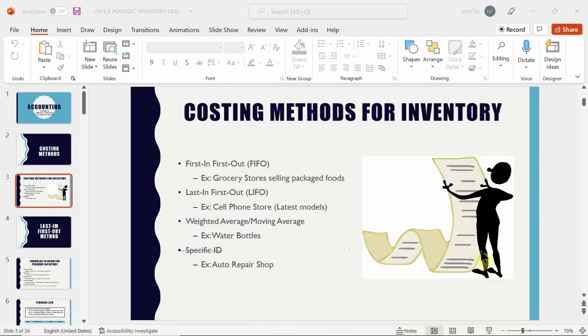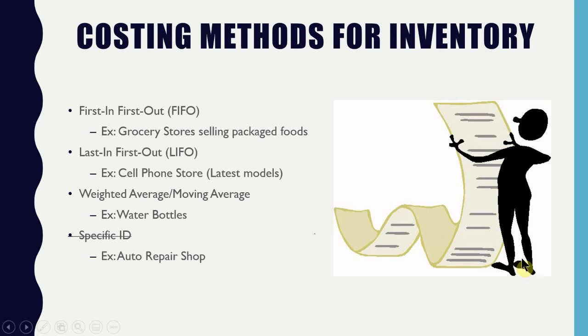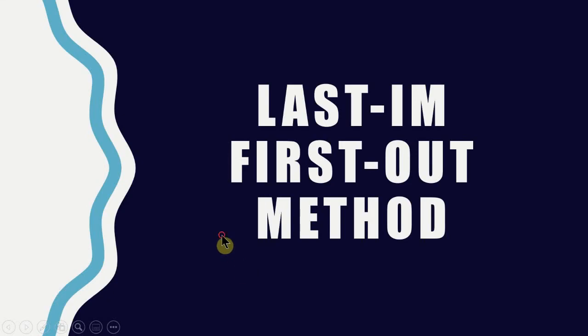So, yes, those are the costing methods. Now, for the sake of this class, because it really depends on what kind of business we are, if we're not in a business that needs to record a specific item based on a specific request, there's no need to really teach you specific ID in this class. But just know that it is an existing costing method. I'm only going to teach you these three, of which yesterday we covered FIFO. Today we're going to be covering LIFO, the last in, first out method.